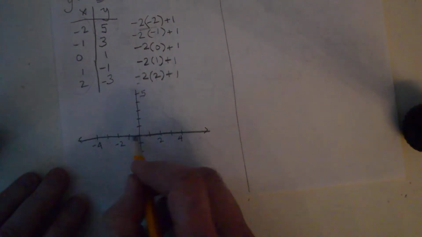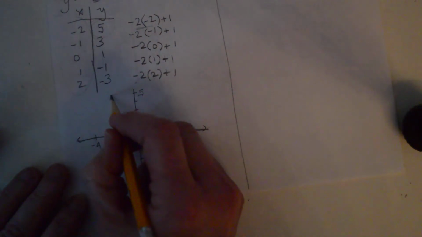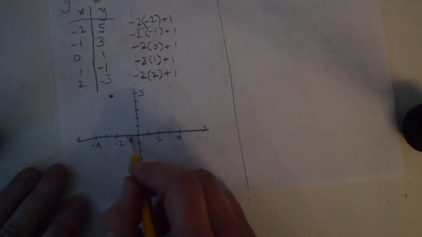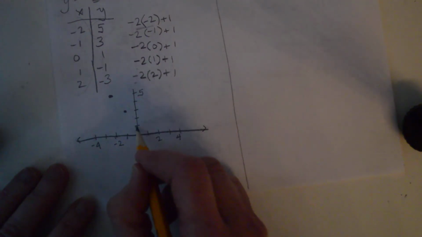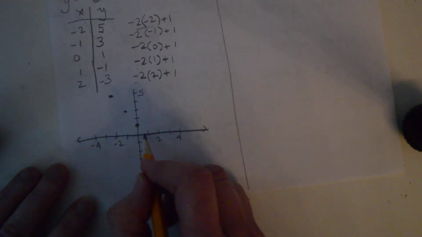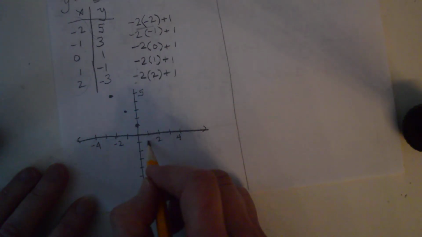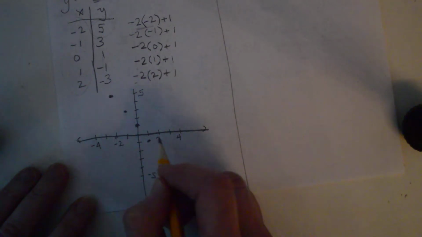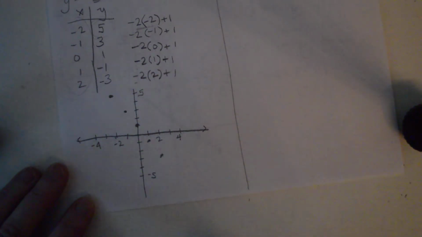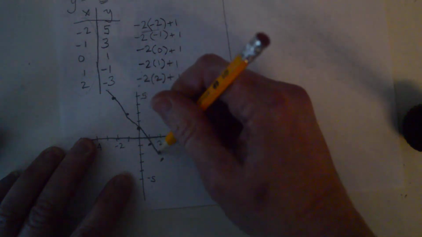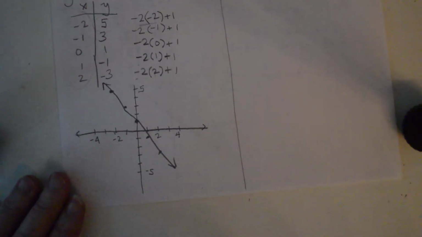So when x is negative 2, y is positive 5. When x is negative 1, y is positive 3. When x is 0, y is 1. When x is 1, y is negative 1. And when x is 2, y is negative 3. And again, you get a nice line there when you connect the dots. If I could draw it straightly, that was a little bit wiggly, but hopefully you did a better job than I did.